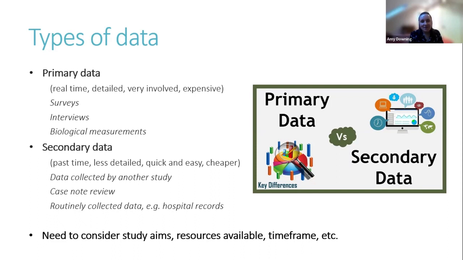Whereas secondary data might be data that's been collected by another study, or it's from existing records like hospital records or case notes. This is less detailed, but it's quick and easy, and a lot cheaper. The types of data that you want to collect depend on your study aims, the resources you have available, the staff you have, and the time frame that you have to collect your data. Those are all the sorts of things that you need to consider if you were designing a study.